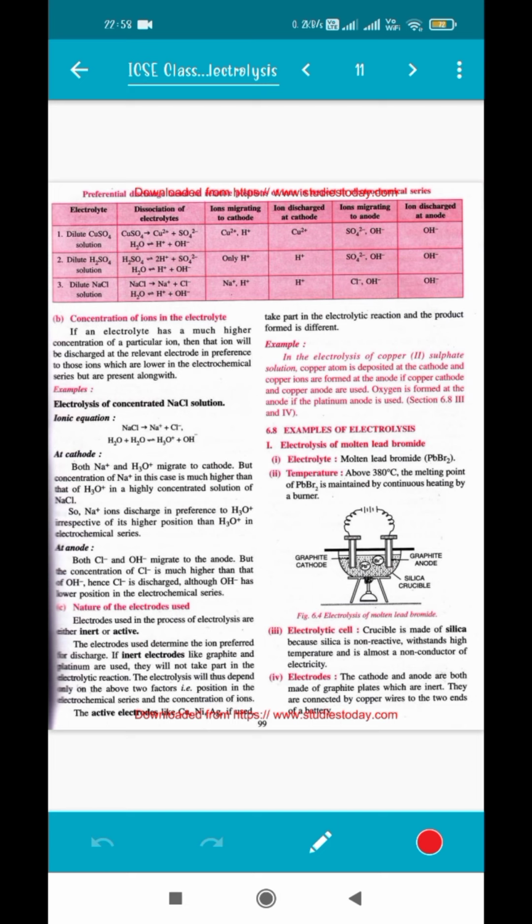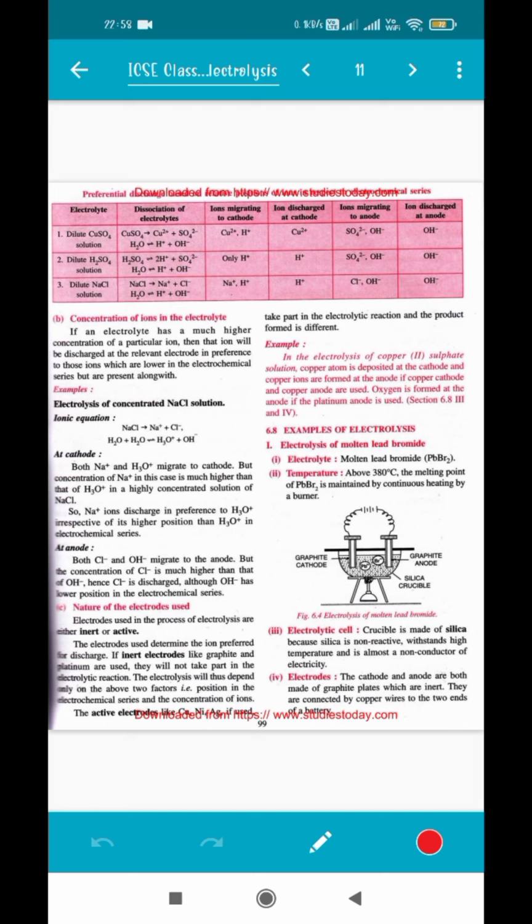I would urge you all to underline the properties of silica which make it a good electrolytic cell. It is almost a non-conductor of electricity, so it will not even conduct electricity. So it is completely inert. So these are the properties of silica which help it to be used as an electrolytic cell.